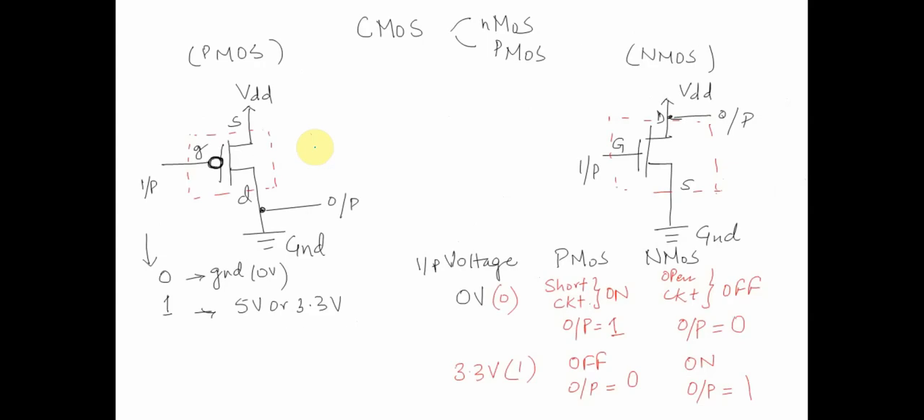Then we spoke about NMOS and PMOS and how they behave. We spoke about NMOS and PMOS mainly because we wanted to talk about CMOS, which is constituted of NMOS and PMOS together. We saw how PMOS acts like a short circuit when the input is zero, and like an open circuit when the input is 1. Similarly, NMOS acts like a short circuit whenever the input is 1, and like an open circuit whenever the input is 0.